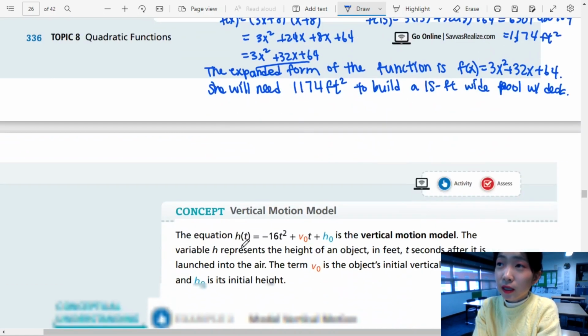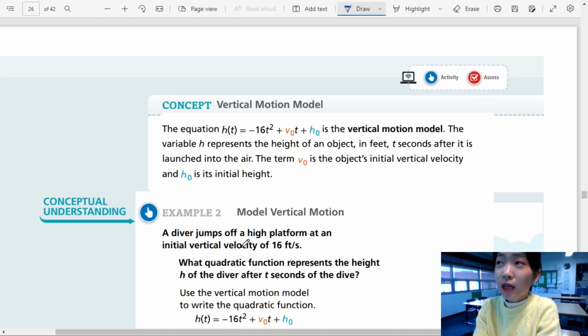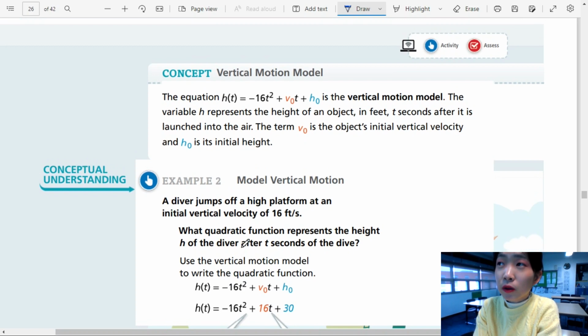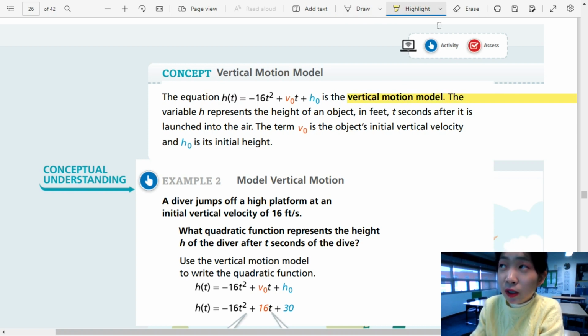Okay, let's look at the next page. We have a concept, vertical motion model. The equation h of t equals negative 16t squared plus v sub 0 t plus h sub 0 is the vertical motion model. So write that down in your notes.